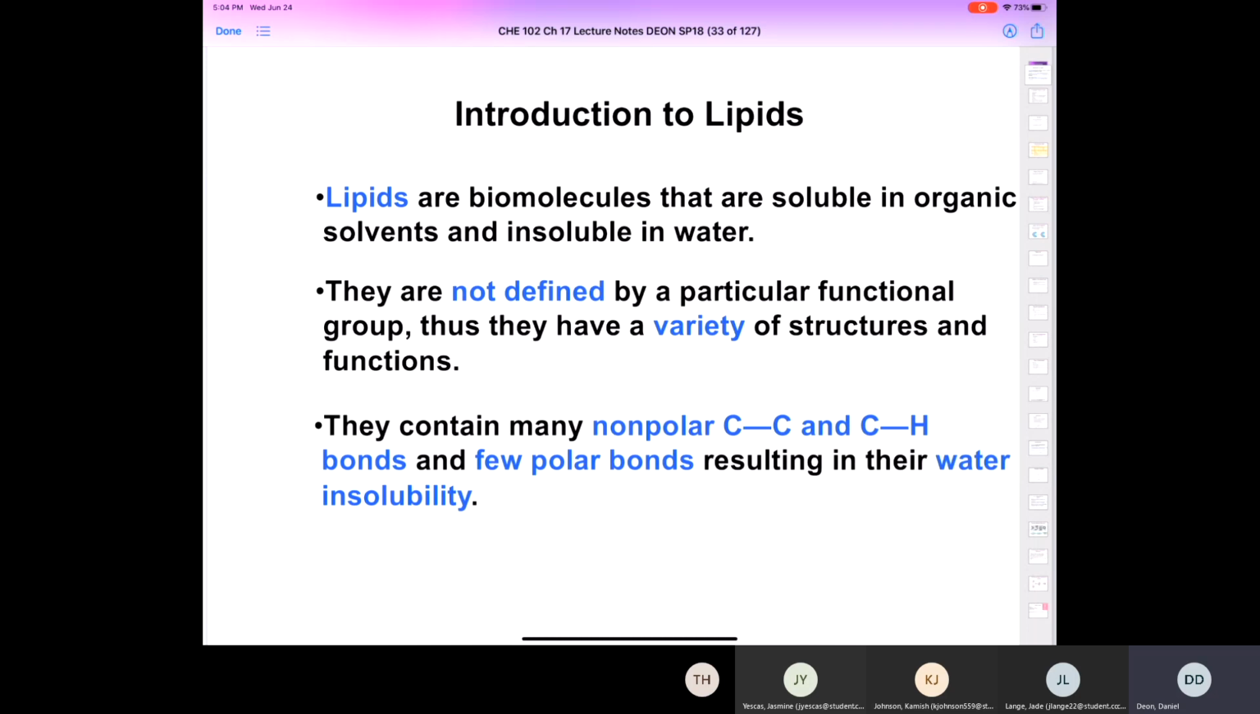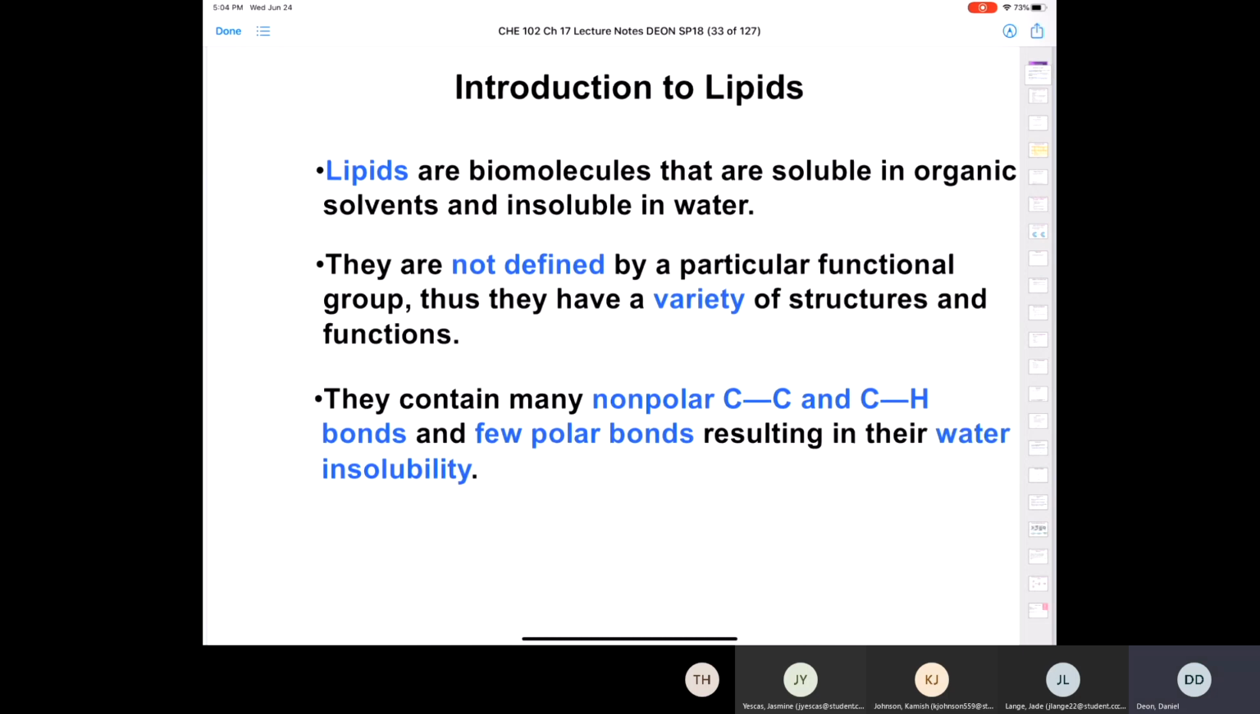Okay, so let's get started on lipids. And it says here in the introduction to lipids that lipids are biomolecules that are soluble in organic solvents and insoluble in water. When it says organic solvents here, you kind of have to take that with a grain of salt. What they mean is non-polar organic solvents. Things like hydrocarbons, like maybe hexane, benzene. These are common nonpolar solvents in organic chemistry, toluene, etc.